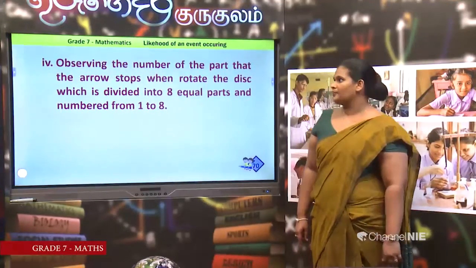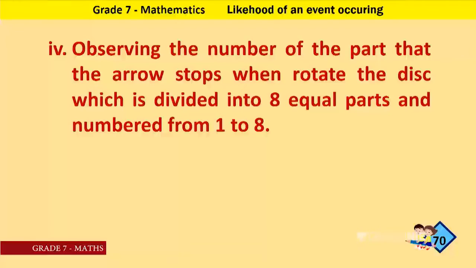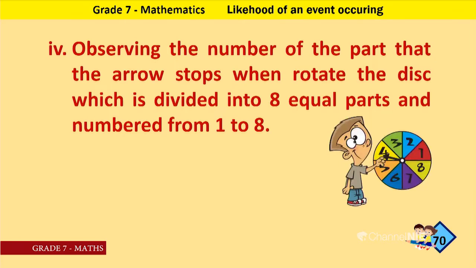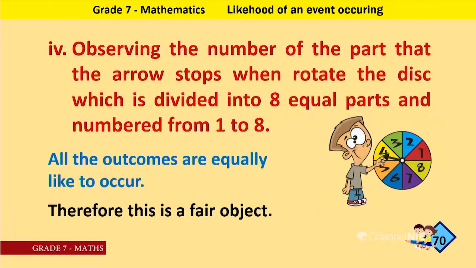Right. The fourth one. Observing the number of the part that the arrow stops at when we rotate the disc, which is divided into 8 equal parts and numbered from 1 to 8. Right. Now, we are going to spin this wheel. So, I might obtain 1, 2, 3, 4, 5, 6, 7 or 8. Here, all the outcomes are equally likely to occur. Therefore, we can say this is a fair object.